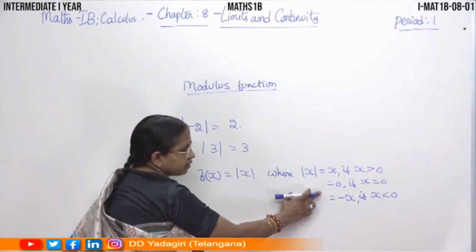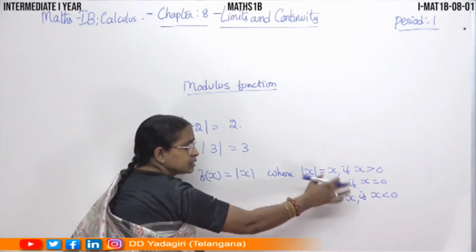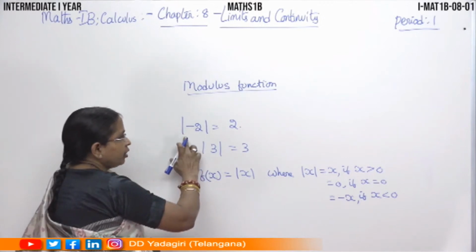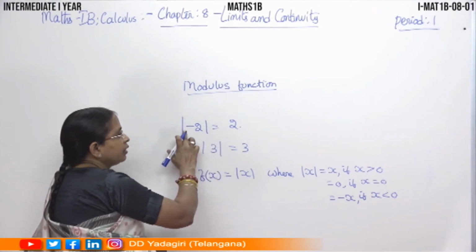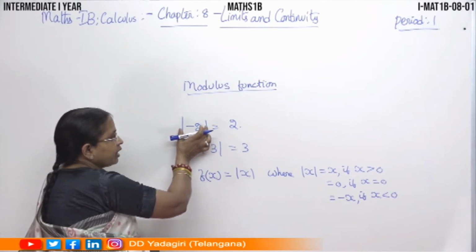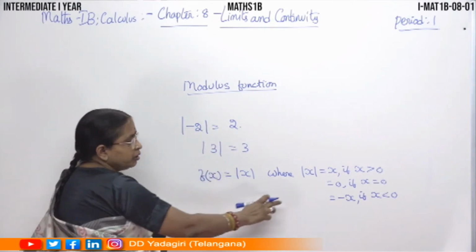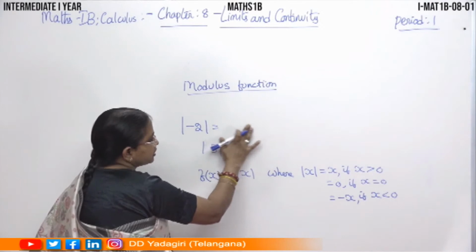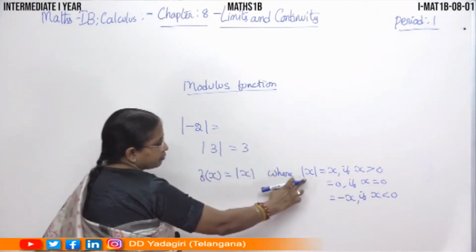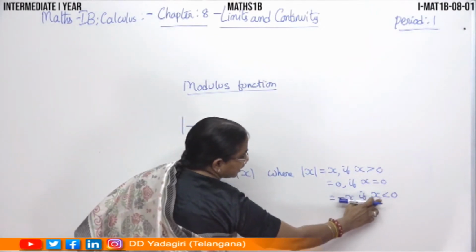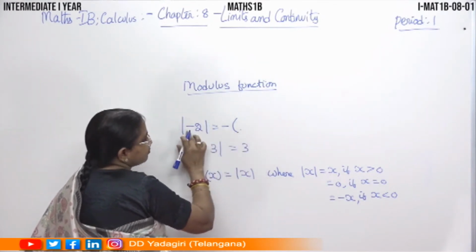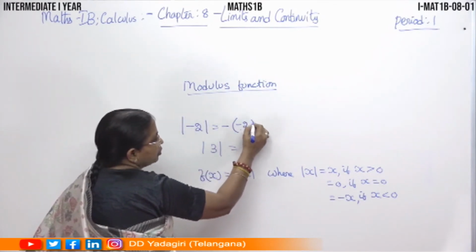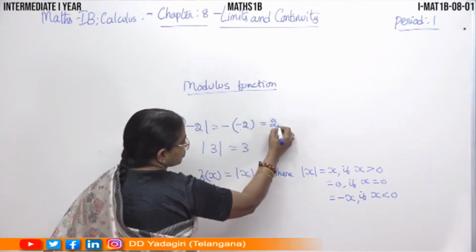You may be thinking why mod x is equal to minus x when x is negative. You have already seen this. You already know that, right? Writing the value of mod of minus 2 as 2. But see, according to the definition, x is negative. So what should I write? Minus of x. What is x here? Minus 2. Minus of minus 2 is 2.